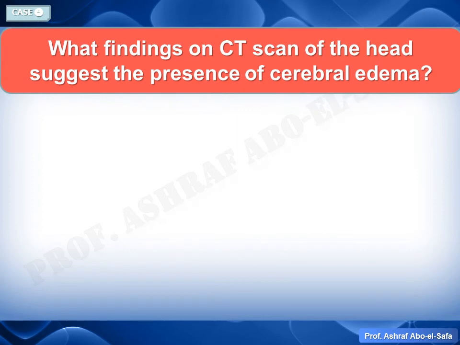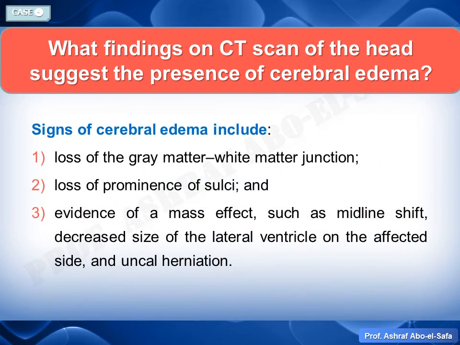What findings on the CT scan of the brain suggest the presence of cerebral edema? Signs of cerebral edema on the CT scan of the brain include loss of the gray matter-white matter junction, loss of the prominence of sulci, and evidence of a mass effect such as midline shift, decreased size of the lateral ventricle on the affected side, and herniation of the uncus of the temporal lobe into the foramen magnum.